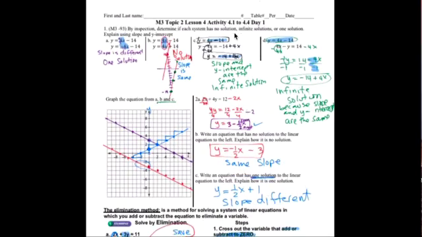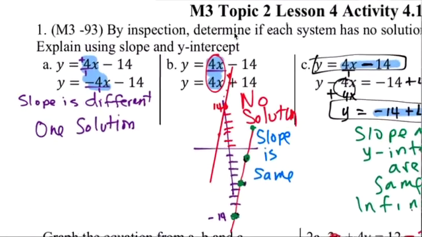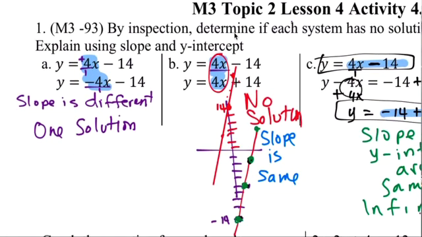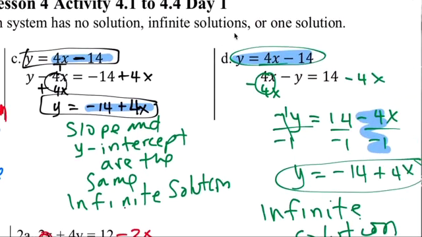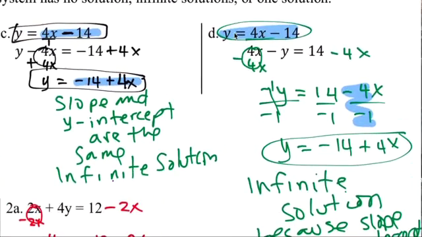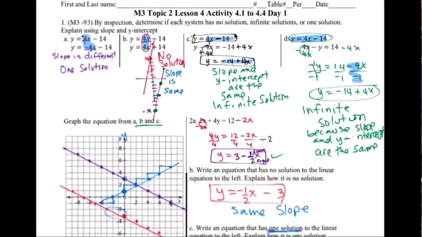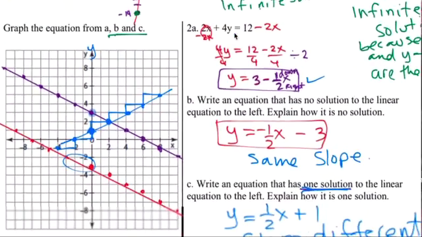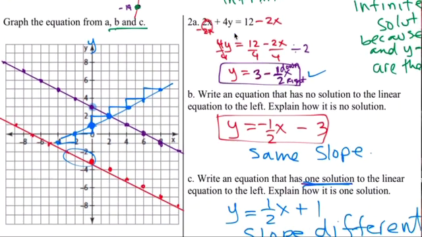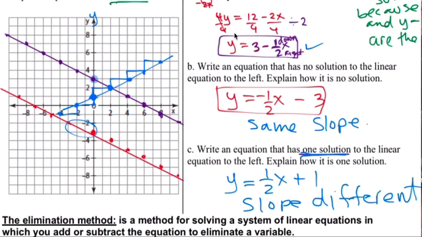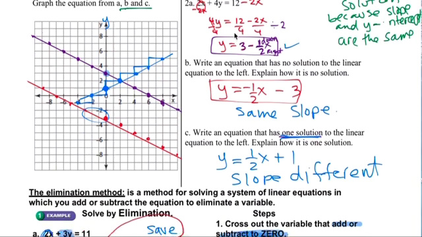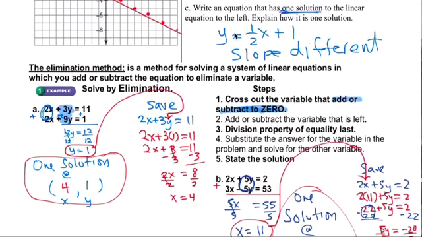Okay, here we go. Here's 1A and B, C and D. Here's number 2, and make sure you graph it. Number 3, B, you make your own, but copy these. B and C, you're supposed to make your own, right?